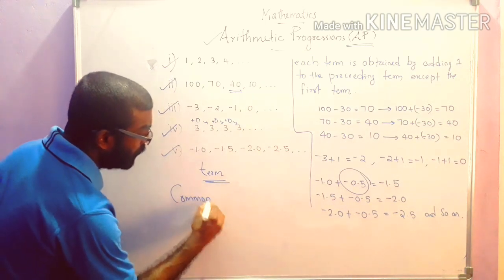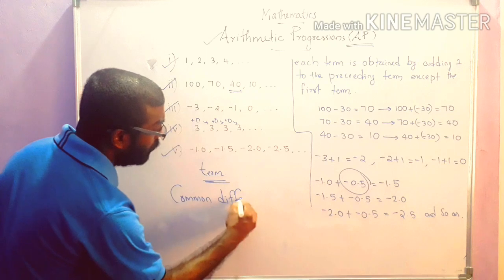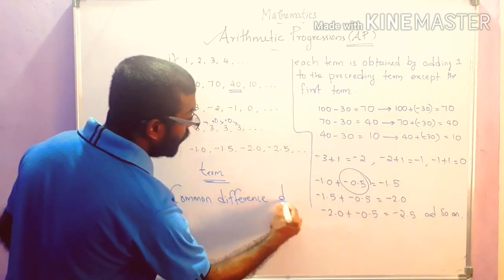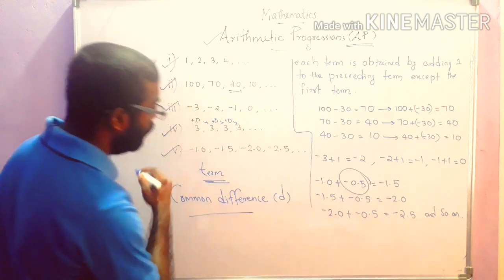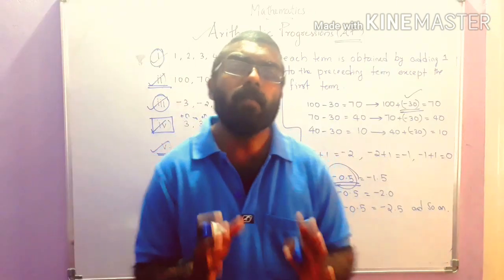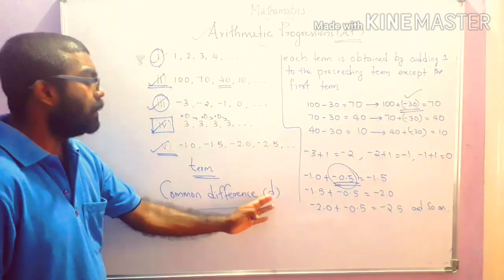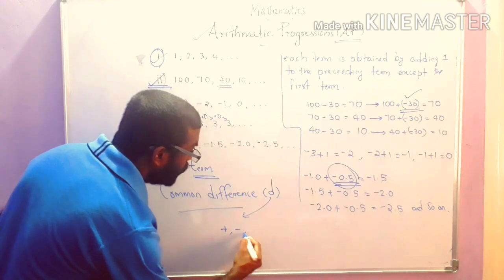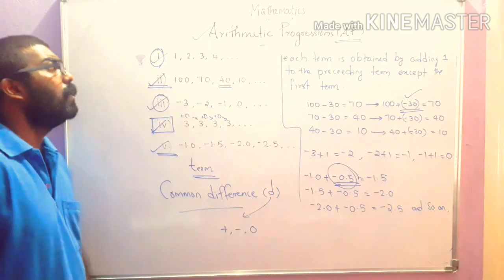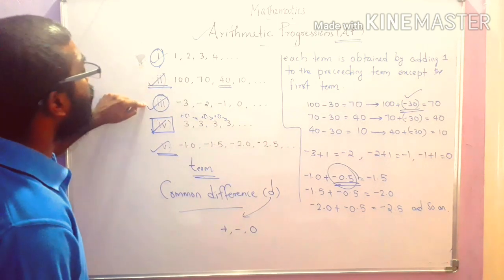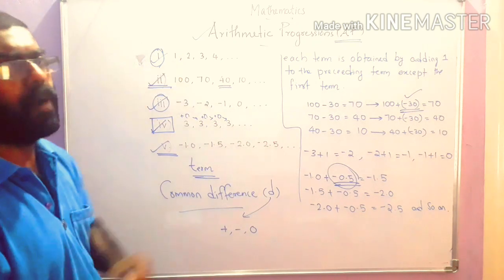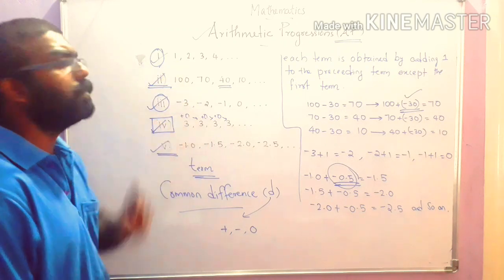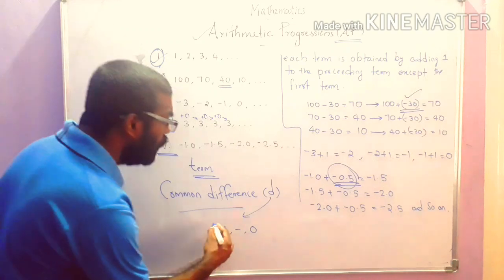The fixed number is called what? Common difference of the AP, and it is denoted by the small letter d. Remember that the common difference can be positive, negative, or 0. In the first and third example, the common difference is 1. That means it is positive.